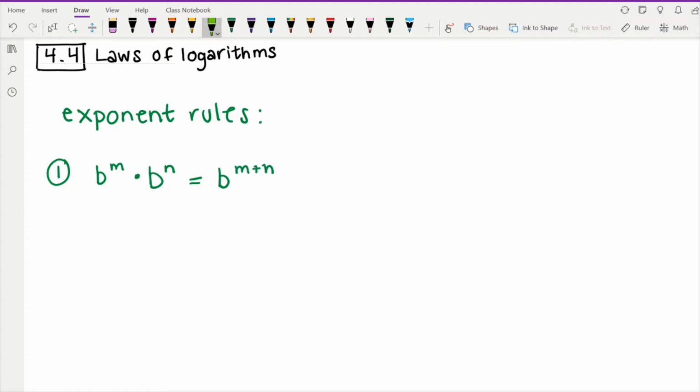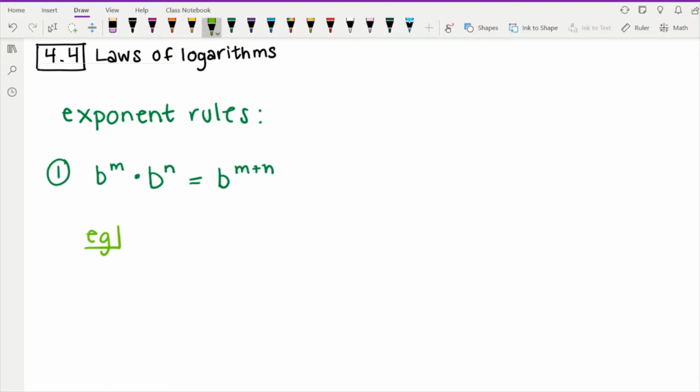So why is it that you add them and not multiply? I think a lot of people tend to get mixed up and maybe try to rewrite this as b to the m times n, and that would not be correct. So why is it that you add? Well, let's look at a simple example.